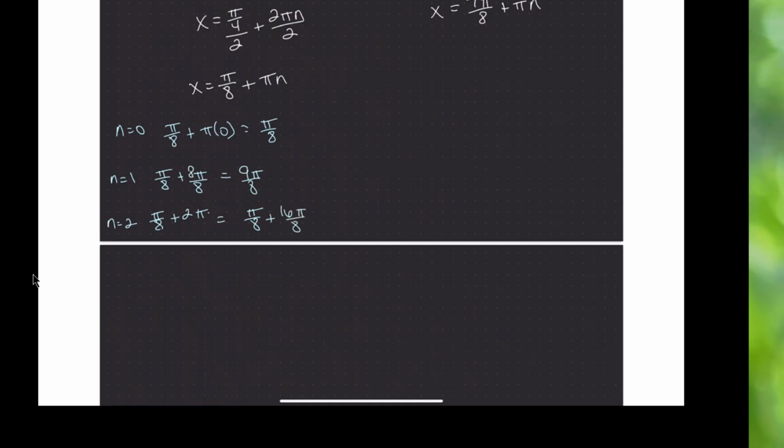16 pi over 8? Yep. When we add those together, we get 17 pi over 8. Is 17 pi over 8 between 0 and 2 pi? No, it's over it, right? So we can't include that one. So our solutions would be pi over 8 and then 9 pi over 8.